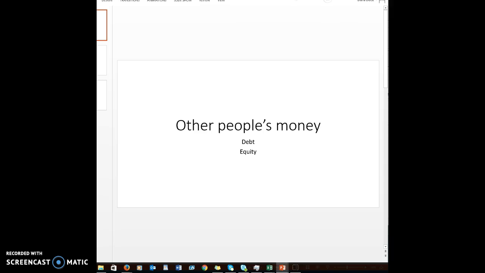So we talked about last week that we have to select projects that are going to give us the greatest return so that we can, A, meet our obligation to the people whose money we're using, and B, to actually make a profit and grow the organization. So we want to take their money and invest it in projects that are going to give us the greatest return. That's what we talked about last week.